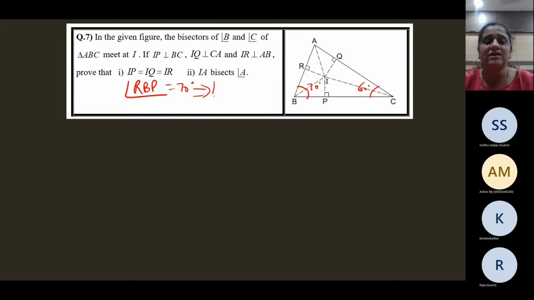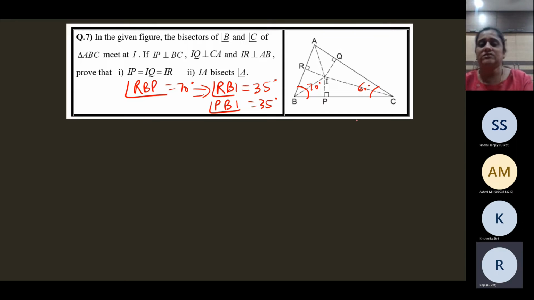This implies angle RBI is equal to 35 degrees, and angle IBP is also equal to 35 degrees. PBI is also equal to 35 degrees. Now which is 60 degrees? Name the angle which is 60 degrees.